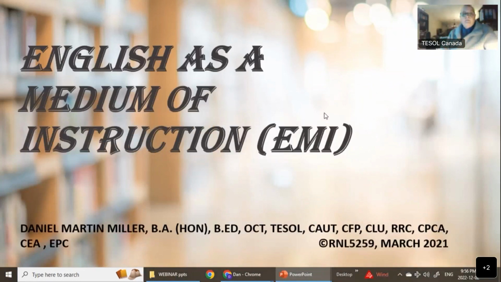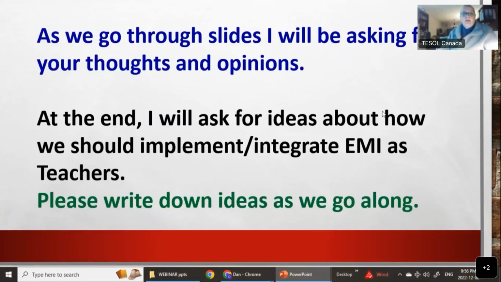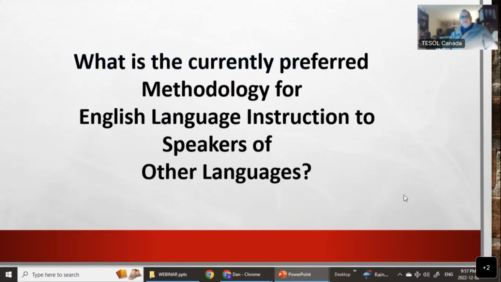So EMI, English as a medium of instruction. As we go through the slides, I'll be asking for your thoughts and opinions. At the end, I will ask for ideas about how we should implement or integrate EMI as teachers. Please write down ideas as we go along. We may not have time to do that at the end of this hour, but that's okay. I'll show you what other classes have come up with.